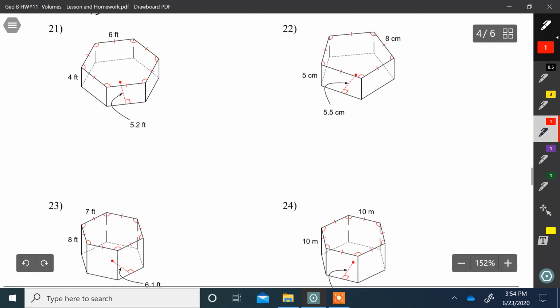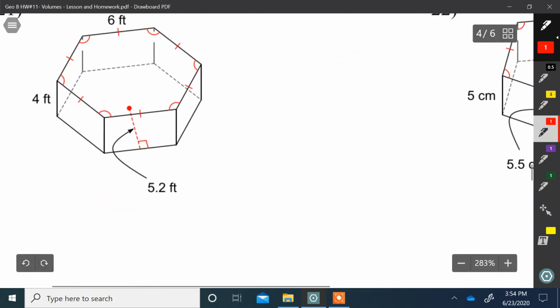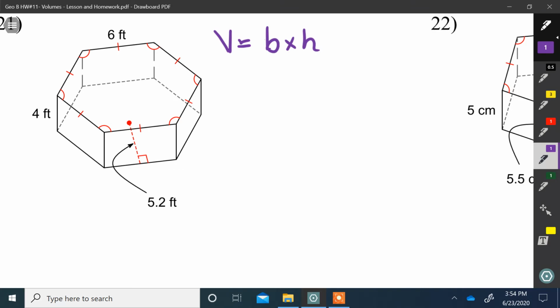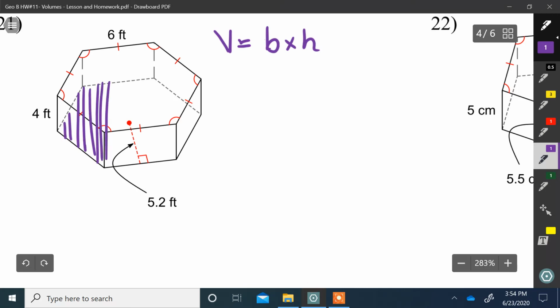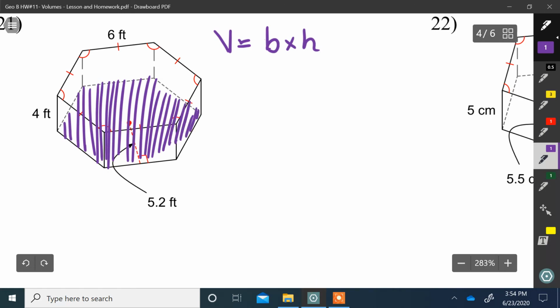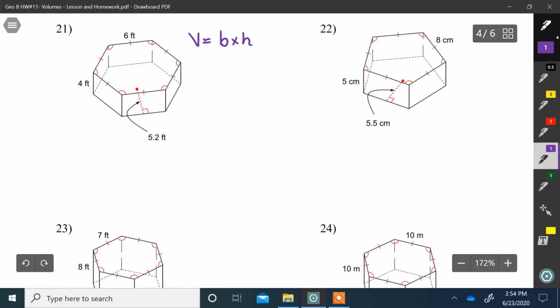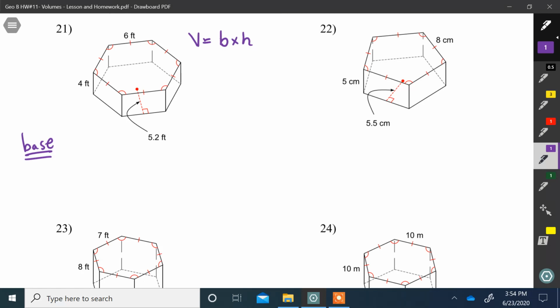Number 21 is a similar idea, guys. The volume is base times the height. But in this case, the base is a polygon. So we do need to find that base right there. Let's focus on that base right now. The base is a polygon.